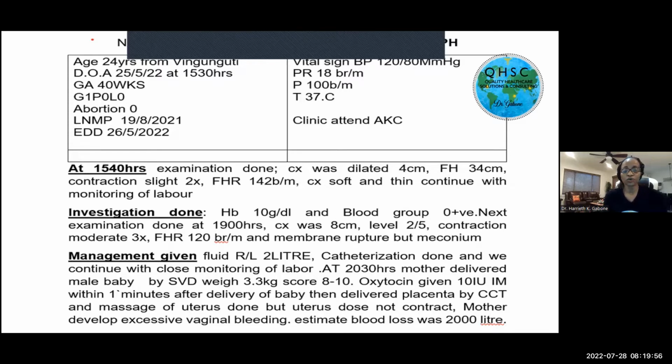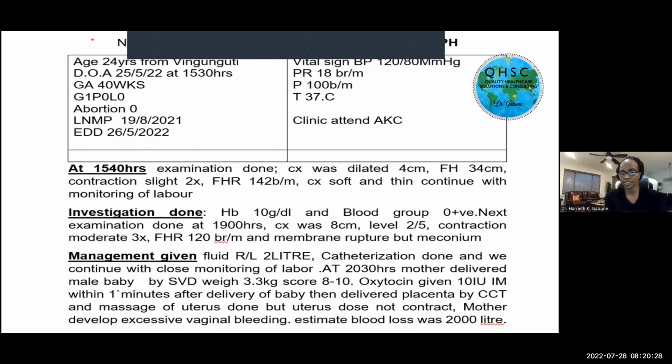So at 15:40, the examination was done. The cervix was assessed, and it was 4 centimeters. Fundal height was 34 centimeters. Contractions, heart rate of the baby was 142 beats per minute. And then, of course, the cervix was soft and thin, and continue monitoring in labor. So they did an investigation in which hemoglobin was 10, and the blood group was O positive for this mom. And then the examination was done again at 1900.